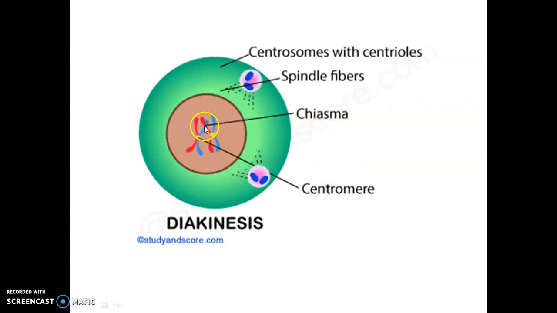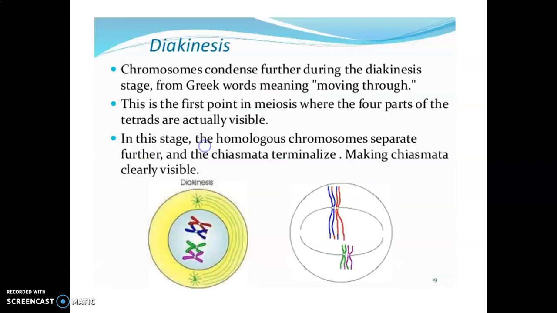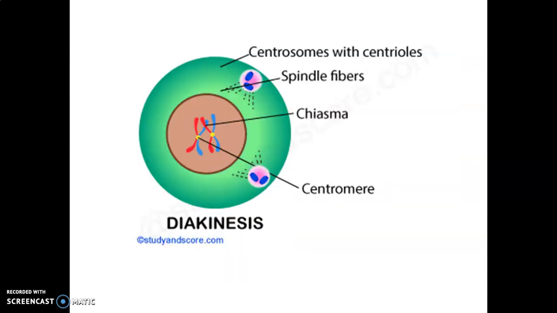So here you can see chiasma, and together it is called chiasmata. Spell it as C-H-I-A-S-M-A-T-A. In oocytes of some vertebrates, diplotene can last for months or years, isn't it? Then the next one is the last stage, that is diakinesis.